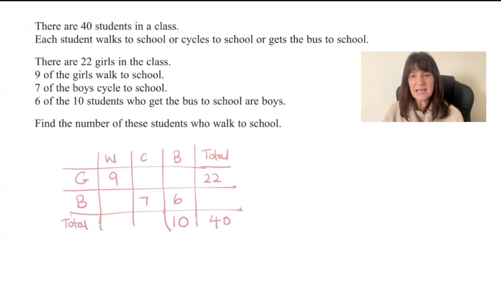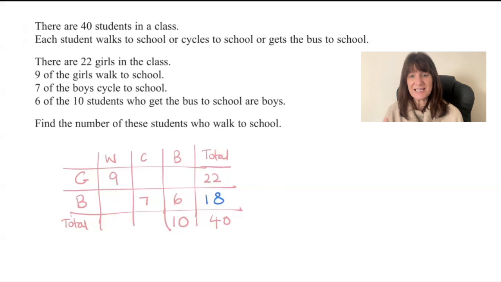Now, I need to have just one gap. So in my total column, I have one gap. Whereas in my girls' row and in my boys row and even in the total row, I have 2 gaps. So I can't go there and start trying to solve those. So I'll go back to the total.